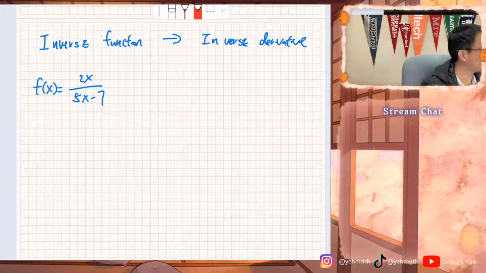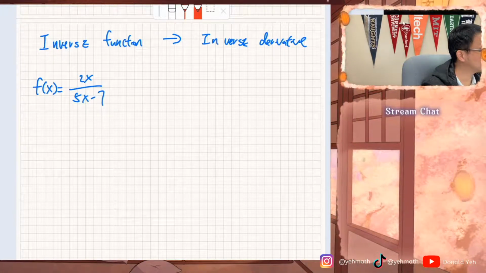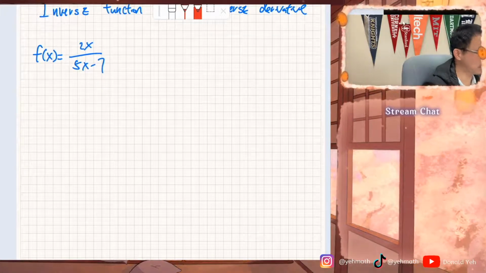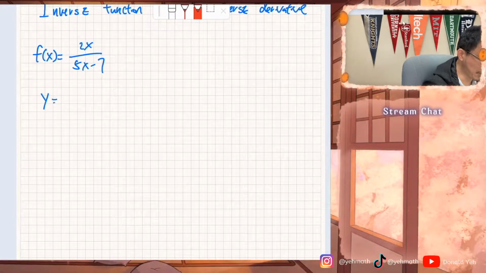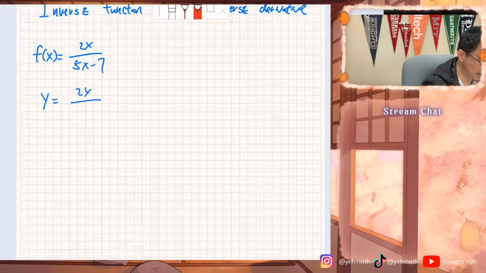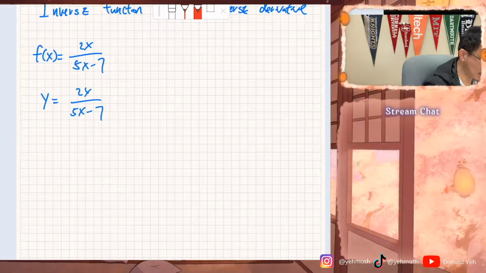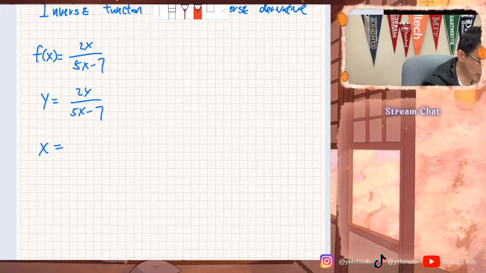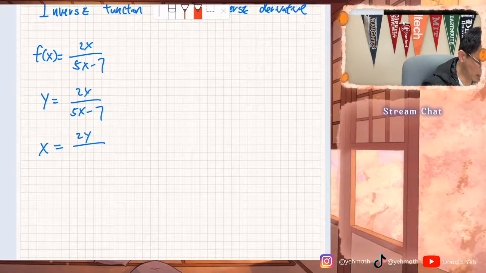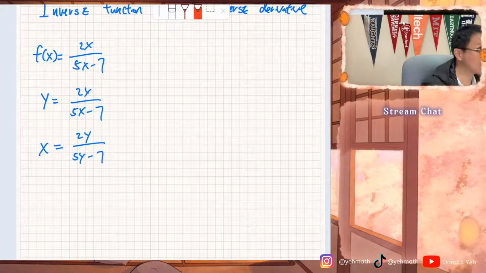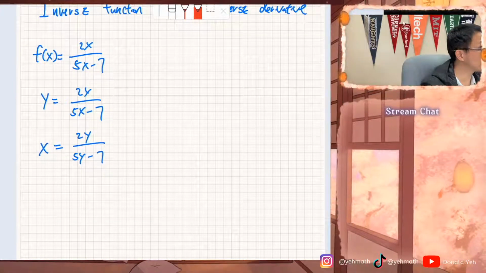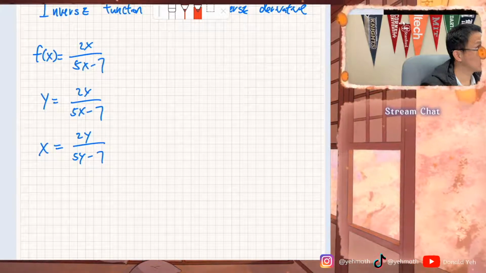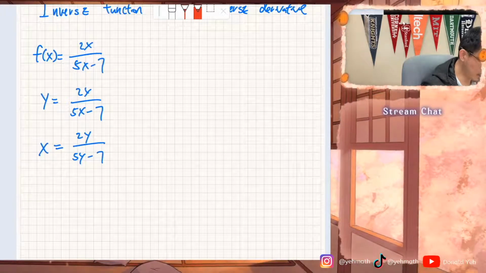Do you guys remember how to find inverse functions? How? Switch x and y, good. But there's no x and y here, so you have to convert this f of x to y first. Does that make sense? And then you switch. Everywhere you have y, you place x. So there's a 2y over 5y minus 7, and what do you do next? Solve for y. Good.